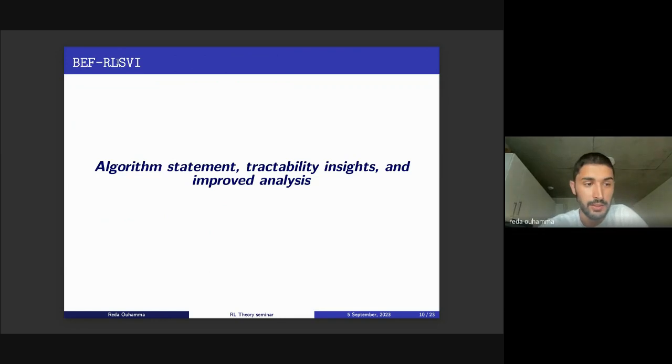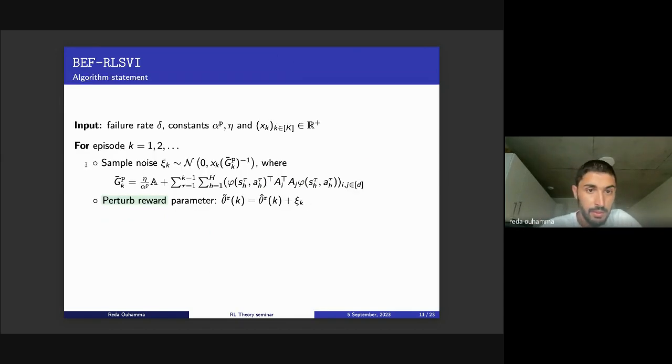Okay. So next, I will talk about the algorithm and why it offers tractable exploration and planning, and how we improve the analysis over the existing work. As inputs, we have the failure probability delta. We have constants that I will detail later. Basically, alpha p is some measure of the anti-concentration of the distribution, or the level of noise. If we had an LQR system, it is the minimum level of noise that is added. Eta is the regularization that we need for the maximum likelihood estimation, and xk are coefficients that we will need to choose to have a proper regret bound.